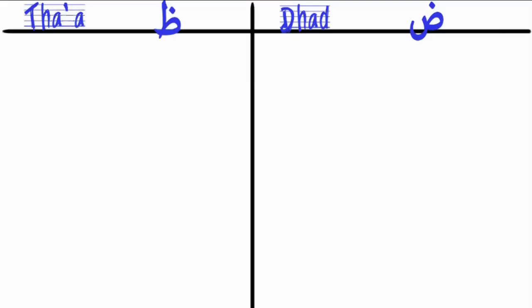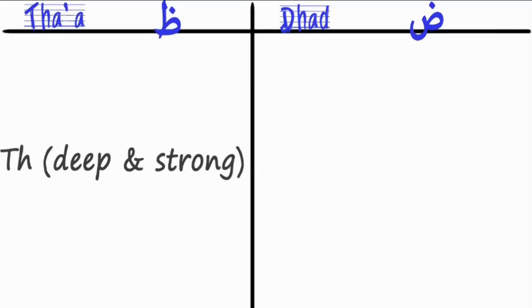But in English, dha would be a th, but very deep and strong, as in the word dharif. And dad would be closer to the letter D. For example, in the word dhabit. Dhabit and dharif. Can't really tell a difference. But there's a slight difference where the dha, this one, is a bit closer to th. Dharif, dhabit.